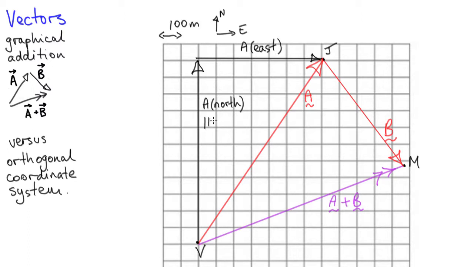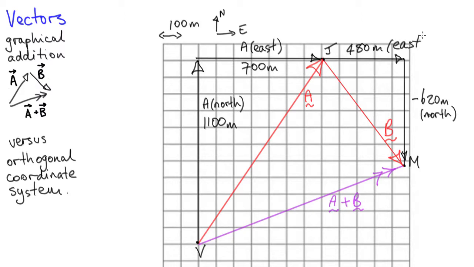So I can write A as 1100 meters to the north plus 700 meters to the east. And what I'm really doing here is I've broken down the vector A into the sum of two smaller vectors. And the important property of these two vectors is that they are at right angles to each other. That's what orthogonal means. Now the vector B points southeast, so it has a negative displacement in the north direction. Let's say it's negative 620 meters north plus 480 meters east.